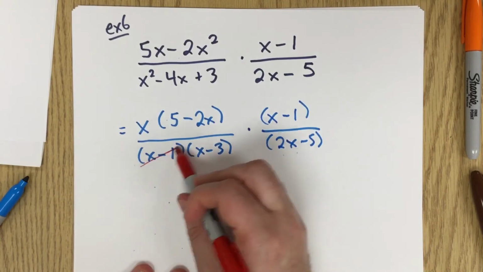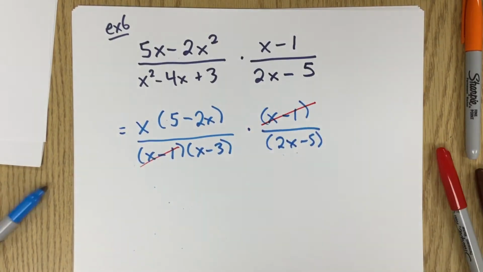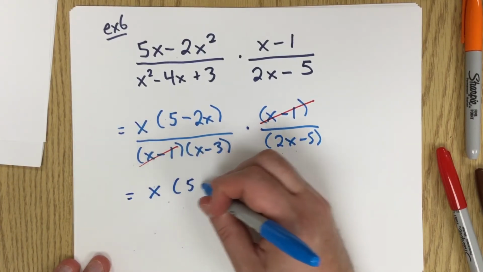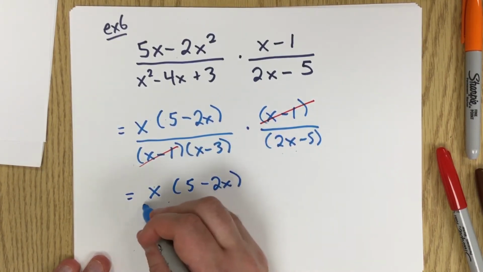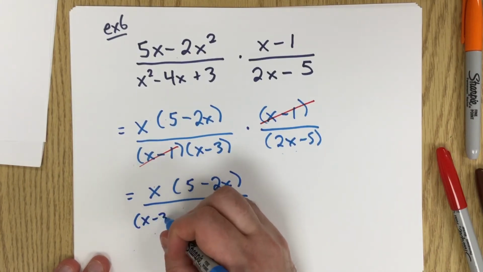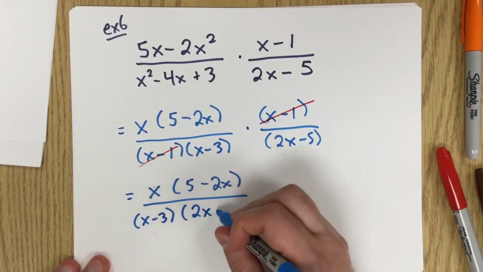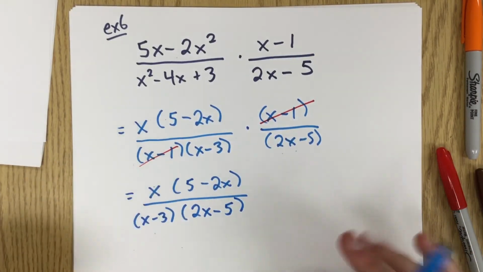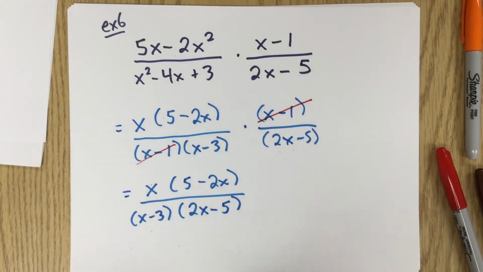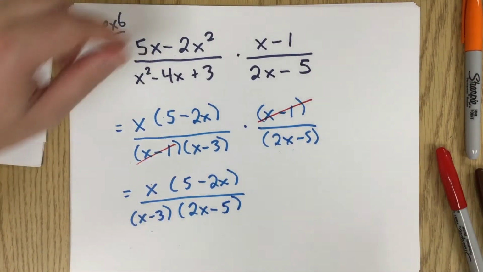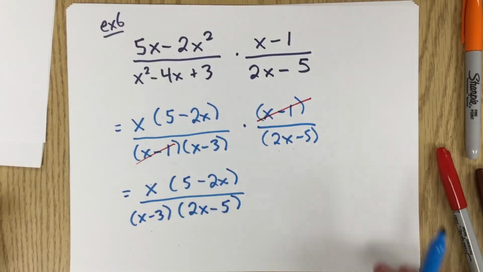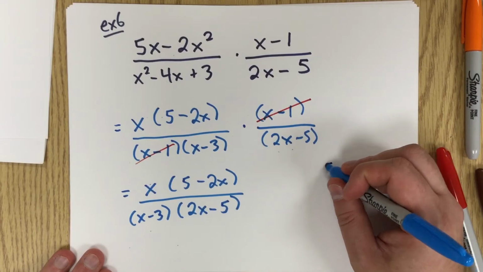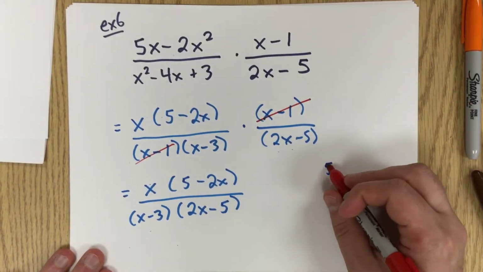Now these are going to cancel, so that's pretty straightforward. So we're going to have x times 5 minus 2x over x minus 3 times 2x minus 5. Now these look really similar, but we can't quite cancel them. So we're going to play a little mathematical trick with them. So what we have is our 5 minus 2x.